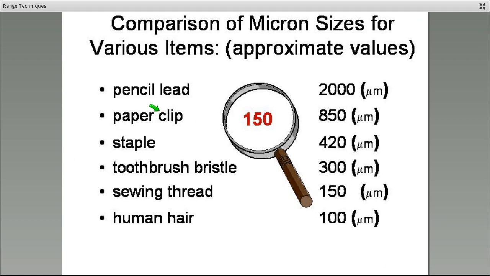Here's some examples for you. Look at a pencil lead, a paper clip, the human hair. A human hair is 100 microns. But keep in mind a toothbrush bristle, because lots of our applications take place at 300 to 400 microns. So a toothbrush to a staple, something like that.